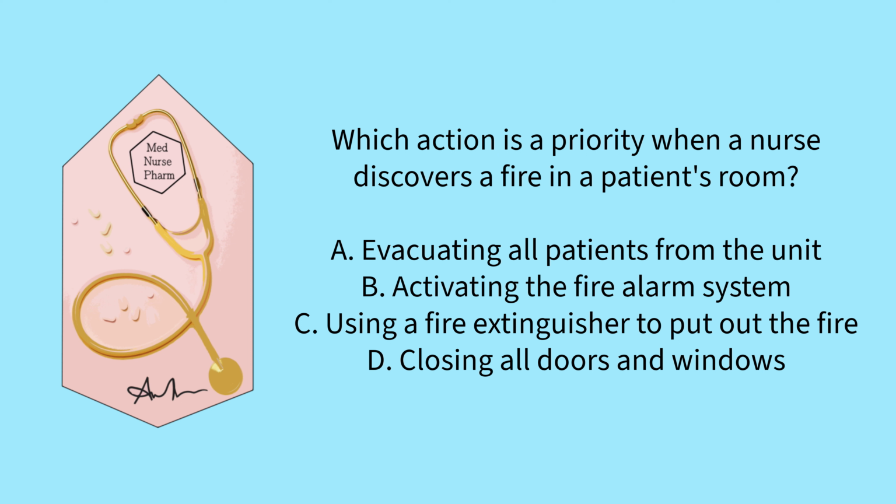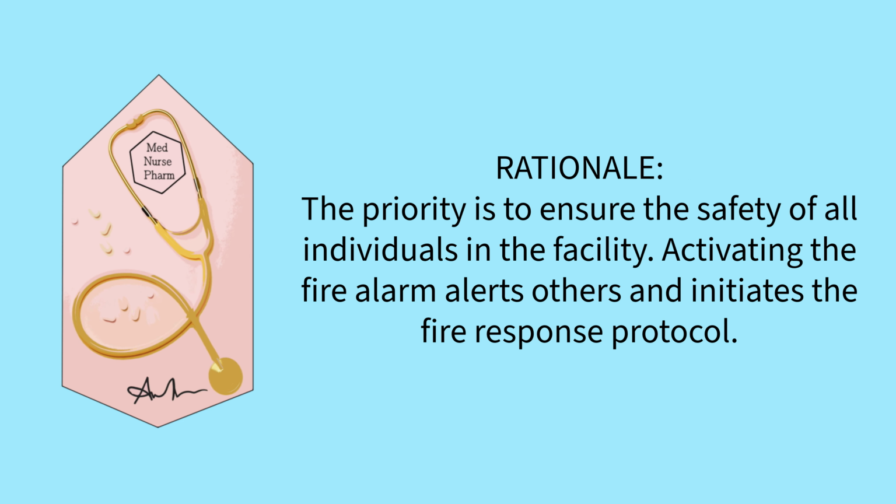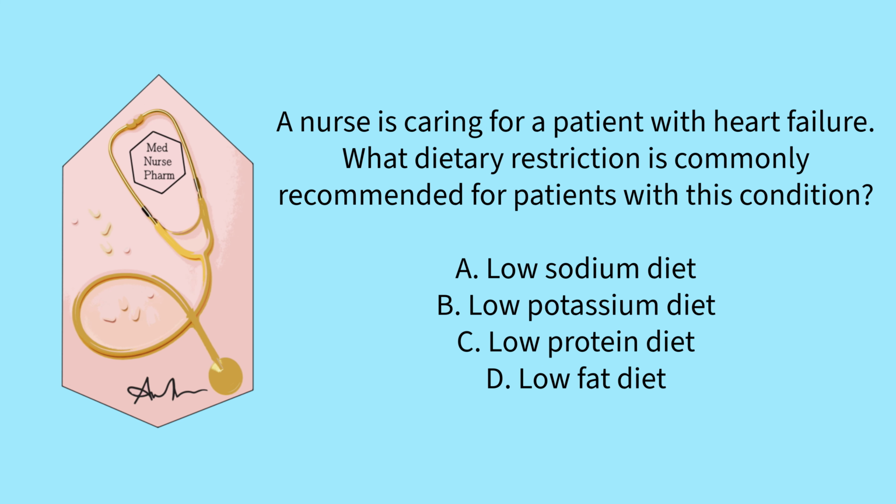Which action is a priority when a nurse discovers a fire in a patient's room? Evacuating all patients from the unit, activating the fire alarm system, using a fire extinguisher to put out the fire, or closing all doors and windows. The priority is to ensure the safety of all individuals in the facility. Activating the fire alarm alerts others and initiates the fire response protocol.